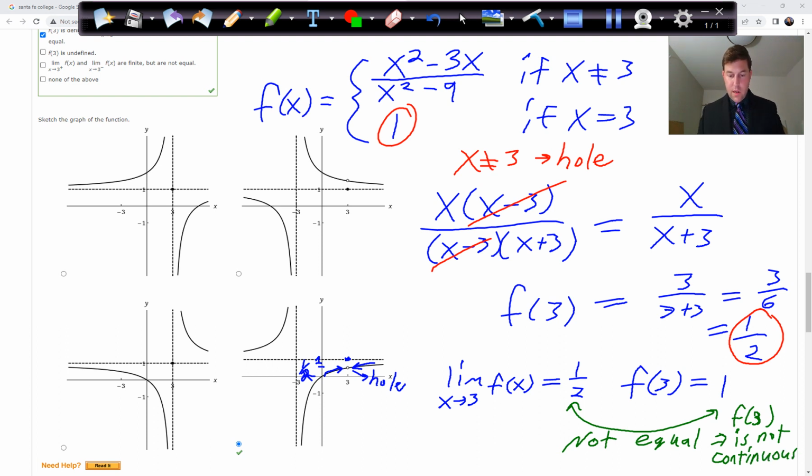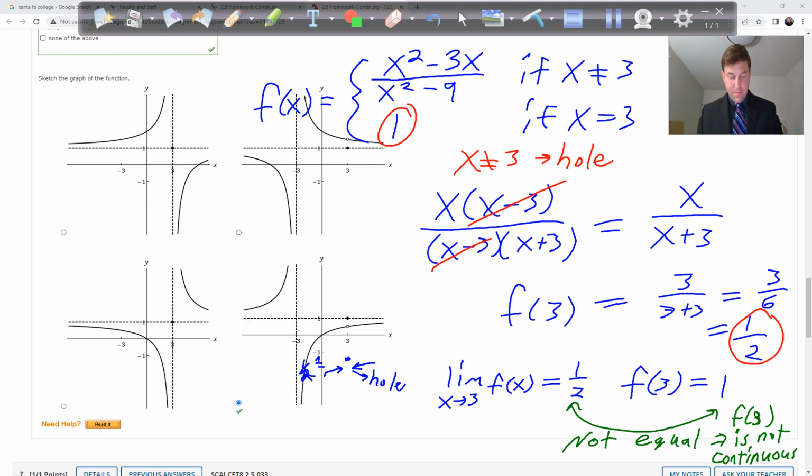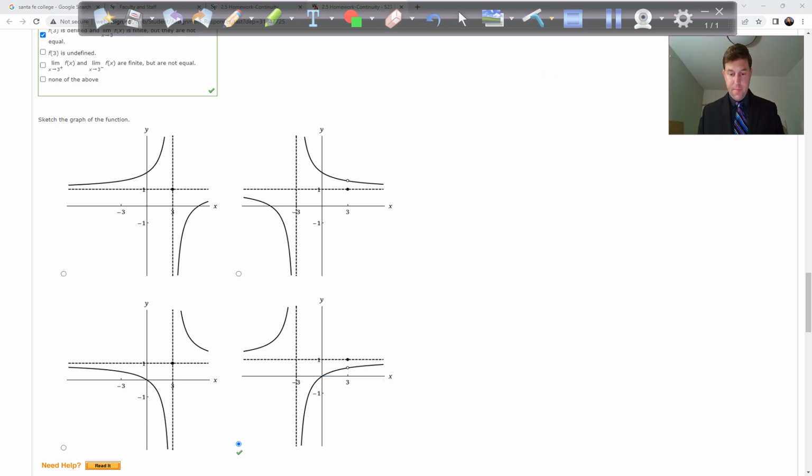Okay, and if you look, I clicked here, f of 3 is defined, and the limit is finite, but they are not equal. So that's why it's discontinuous. And, you know, to get this picture, if you wanted to, you could go to Desmos, like I've shown you, to quickly get that, to know that this is the answer, and then it's a lot easier to analyze once you have the picture.